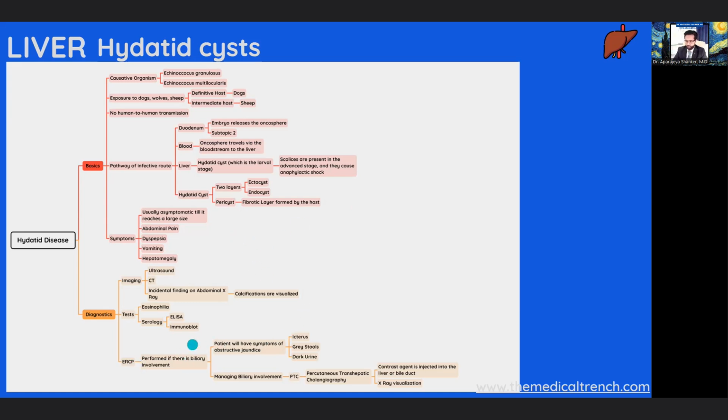Now, in a lot of liver diseases, you need to do something called an ERCP. The basic thing with ERCP is if there is biliary involvement of some kind, right? So what does biliary involvement usually mean for a patient like this? What biliary involvement means is that this compression has caused some kind of changes in the biliary system, right? So maybe the cyst is so large that it is compressing on the common bile duct or whatever. If you suspect that this patient also has some biliary involvement, then you need to do an ERCP.